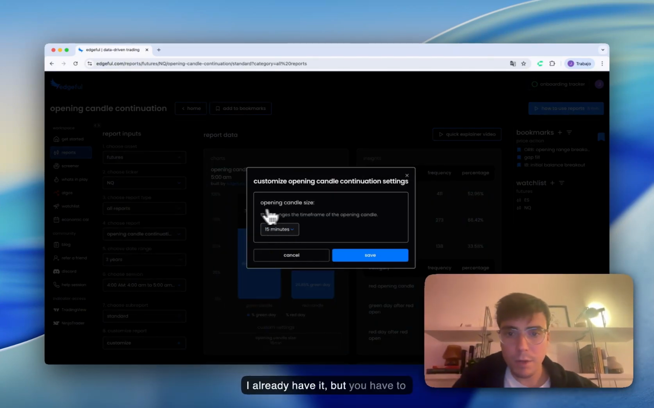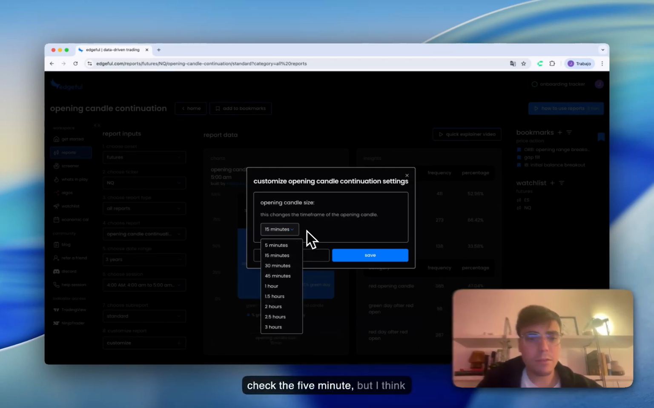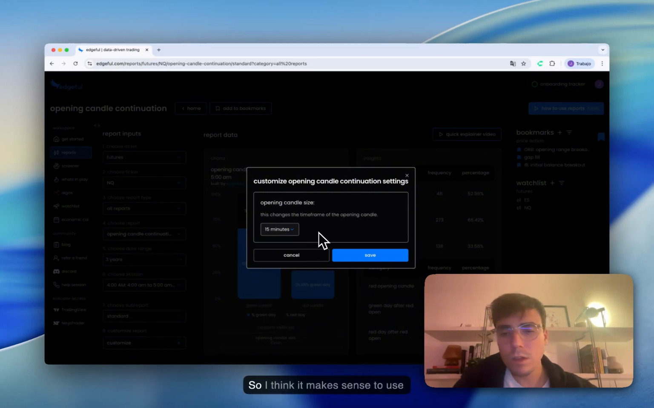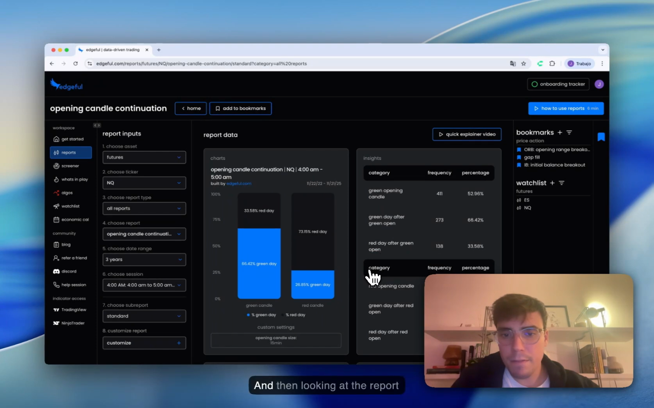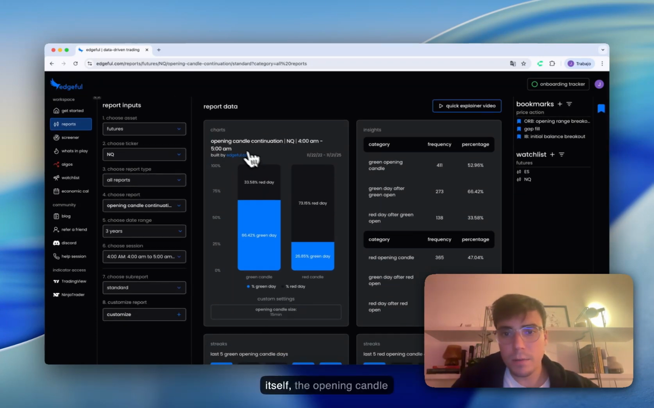Also, we need to adjust here. I already have it, but you have to set the opening candle to the 15-minute, because we want to be able to get into a position. We can even go lower and check the 5-minute, but I think the 15 minutes is good enough to get the high time frame view inside the 1-hour candle. So I think it makes sense to use the 15-minute, but you can play around with the 5-minute if you want.